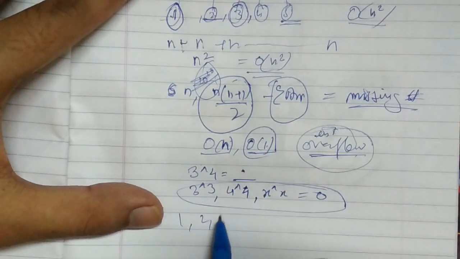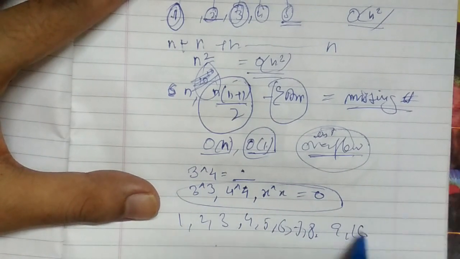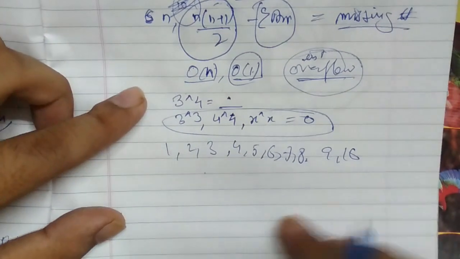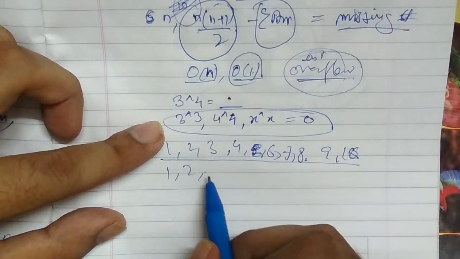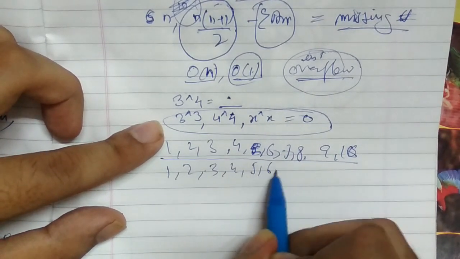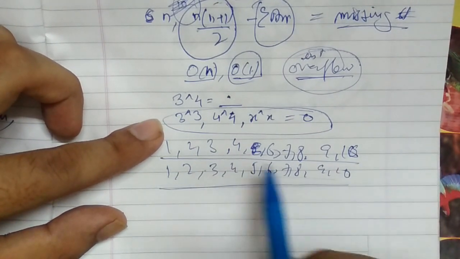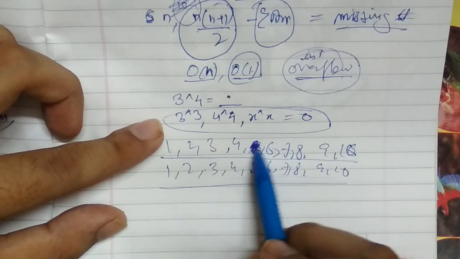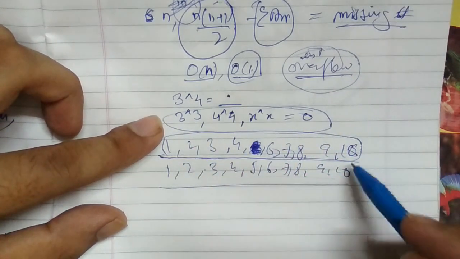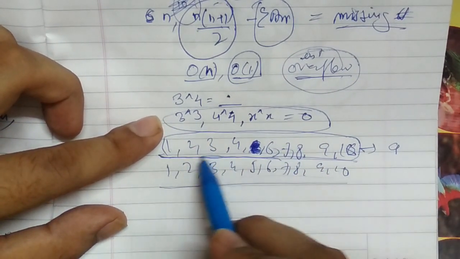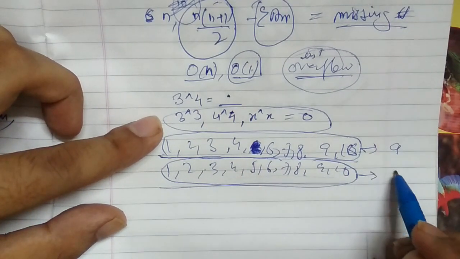So now these numbers are 1, 2, 3, 4, 5, 6, 7, 8, 9, 10. Suppose 5 is missing, and we know that this is the array that we have been given, and these are all the numbers from 1 to n that we should have, and this is the array with the missing number. So if we take XOR of all the numbers in the array, then we will get a result, let's say a. If we take XOR of all these numbers in the sequence, then we will get b.